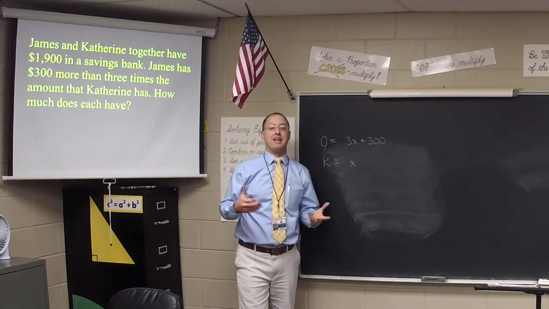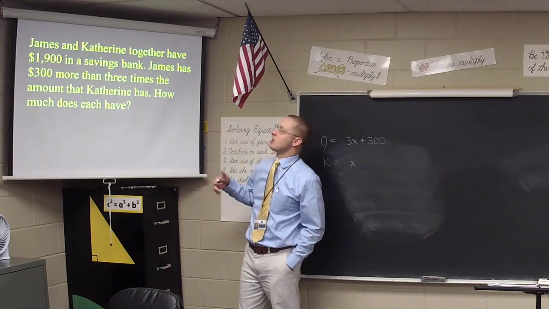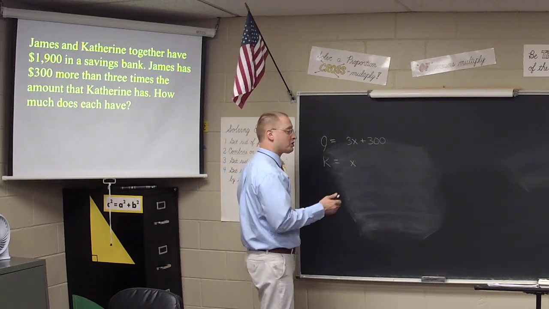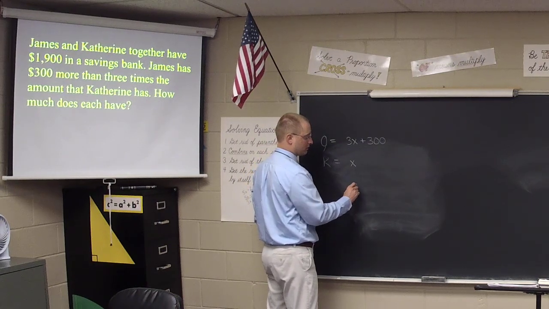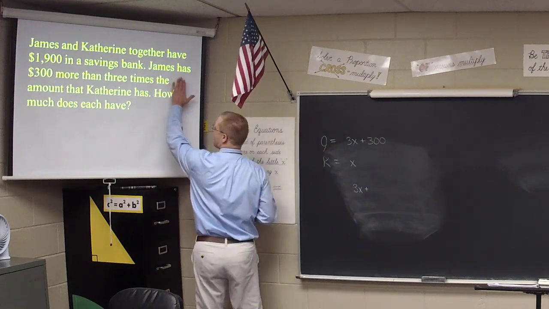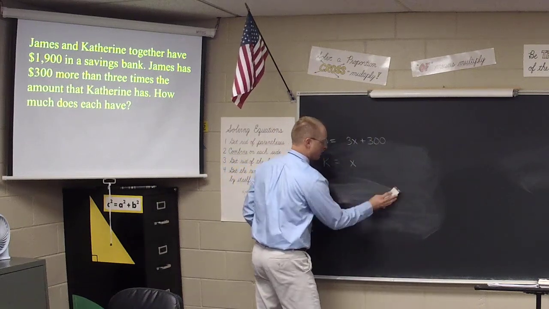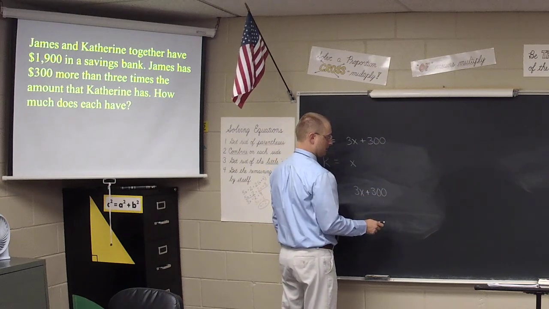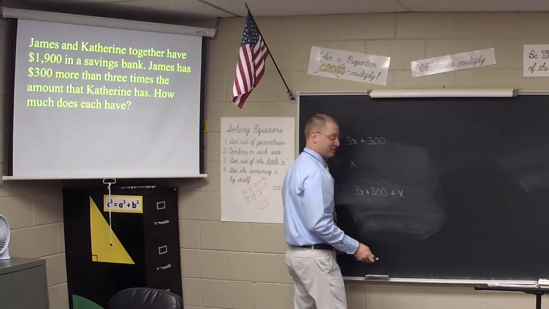All right, now we have to find the number we haven't used yet, Adam. 1900. Who has 1900, James or Catherine? It's the total. It's what they have together. So what should my equation be, Adam? 3x plus 300. That's James. Plus x, that's Catherine, equals 1900.